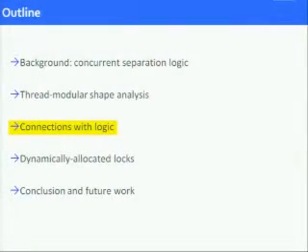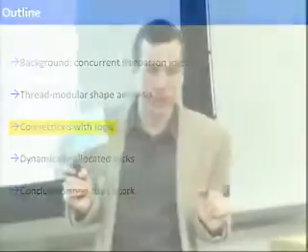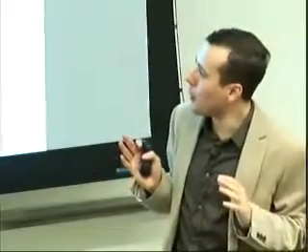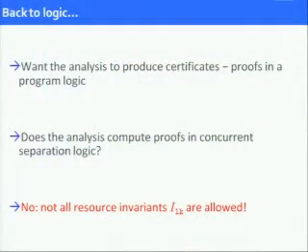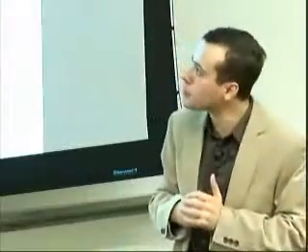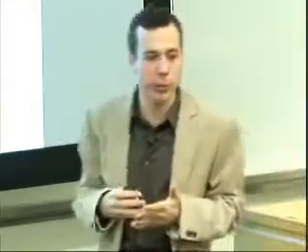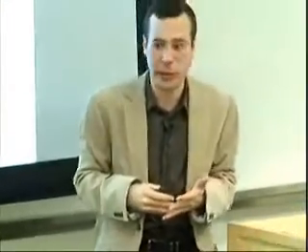Right. So now I've presented you this automatic tool that was inspired by something in the world of program logic. Let's see how this tool actually relates to the logic it was inspired by. The point of this exercise is that in the end, I want this analysis to generate certificates, proofs in a particular program logic. Concurrent separation logic seems like a good candidate because the analysis basically applies the proof rules of this logic. So does the analysis compute proofs in separation logic?